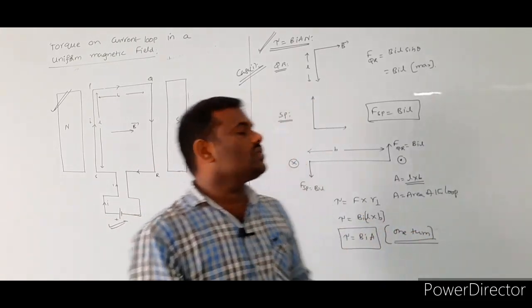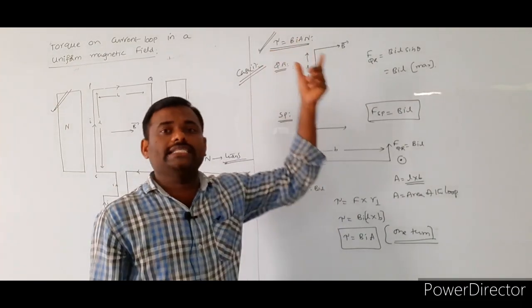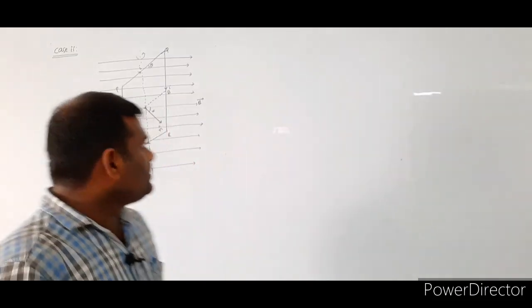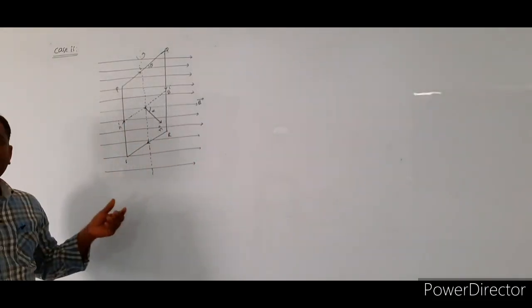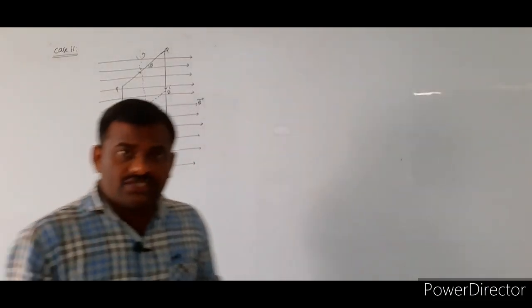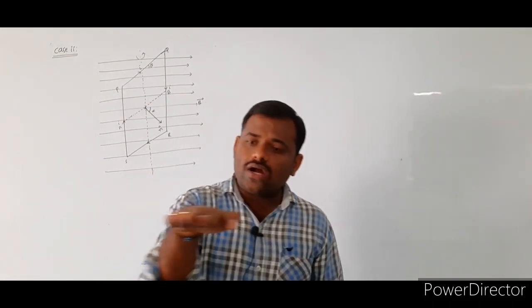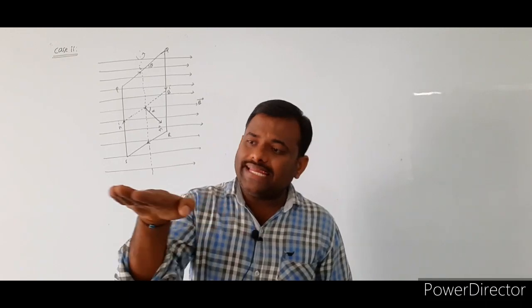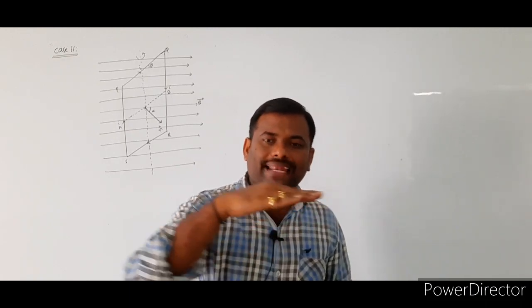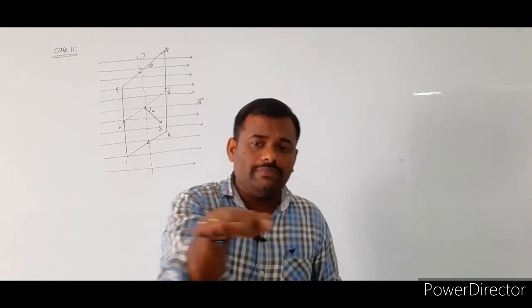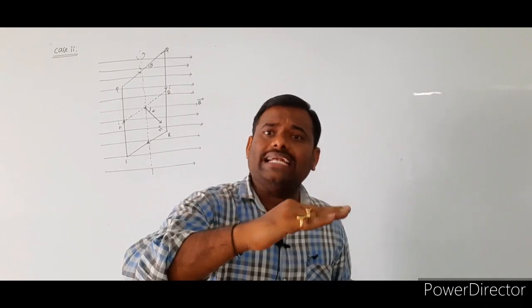In this case also, we are going to derive the expression for the torque acting on the current carrying loop. Next one is Case 2. In the previous case I already told that the plane of the coil will be placed in the direction of the magnetic field.